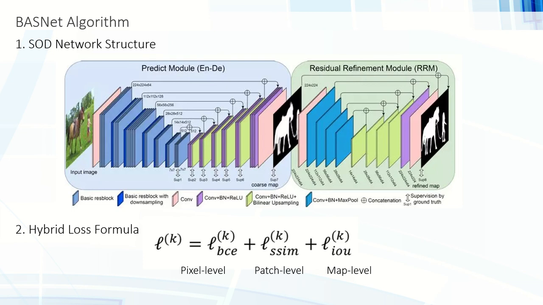One is the optimization of the saliency detection network structure, which is divided into two parts, the predict network module and the residual refinement module. The other is hybrid loss. BaseNet can focus on three different levels of saliency information, which allows the BaseNet algorithm to obtain more accurate saliency results.